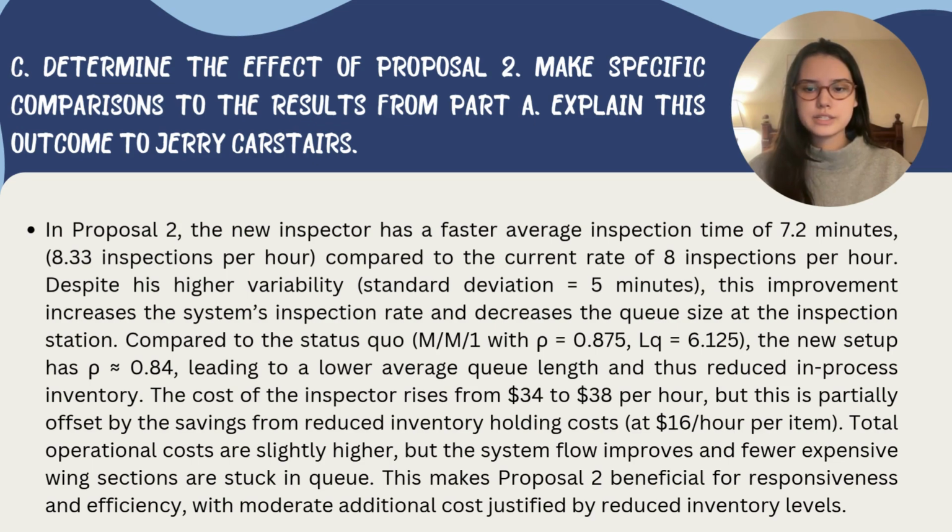Now, while the inspector's hourly cost rises from $34 to $38, this is partly balanced by savings in inventory holding costs, which are $16 per hour per item. So even though total operating costs are slightly higher, the system flow improves significantly, with fewer expensive wing sections stuck in queue. Overall, Proposal 2 improves responsiveness and efficiency, and the moderate cost increase is justified by the reduction in inventory.